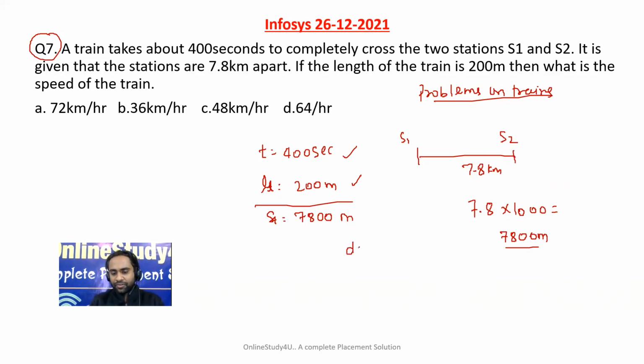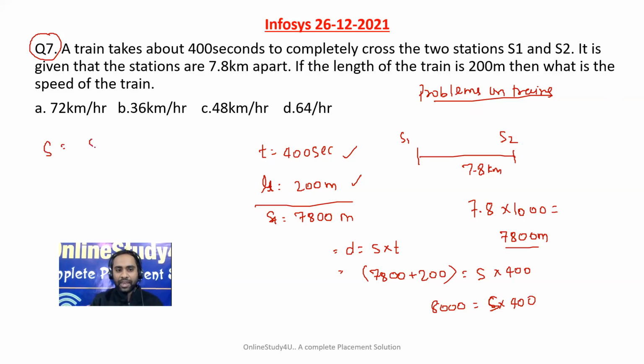Then we will use distance equals speed into time. The distance is the length of the stations, 7800, plus 200, which is the length of the train. Speed we have to calculate, and time is 400 seconds. So 8000 equals speed into 400. So speed will be 8000 divided by 400, which is 20.